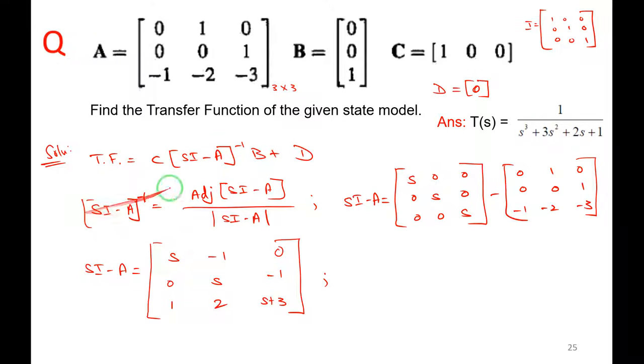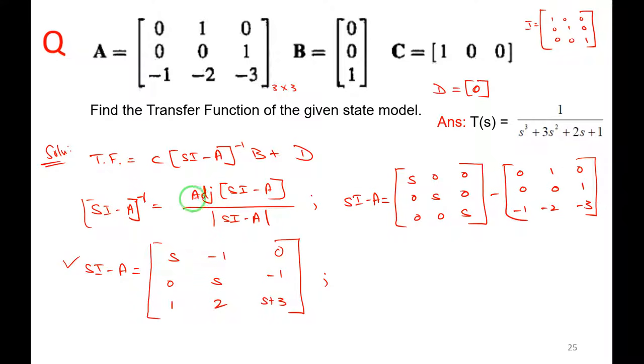First we will obtain (SI minus A) whole inverse, which is given by the adjoint of the matrix divided by the determinant. First we obtain SI minus A. You choose the identity matrix of the same order as matrix A. Matrix A is 3 cross 3, so we choose the identity matrix also 3 cross 3. Multiply by S, and we get SI minus A.